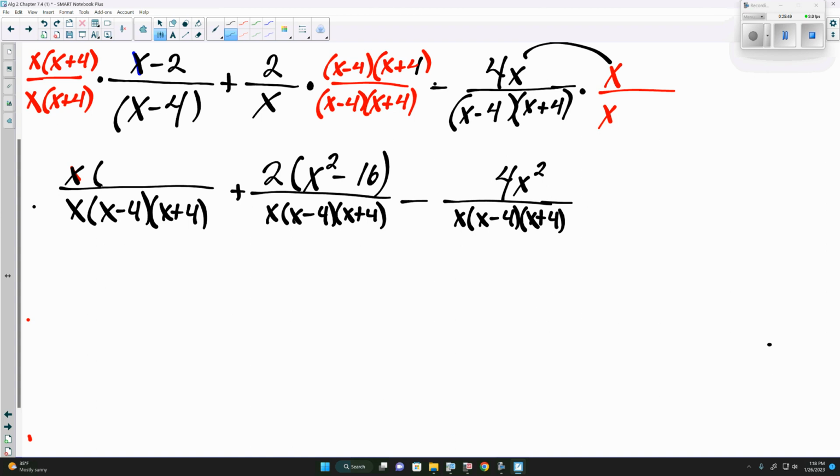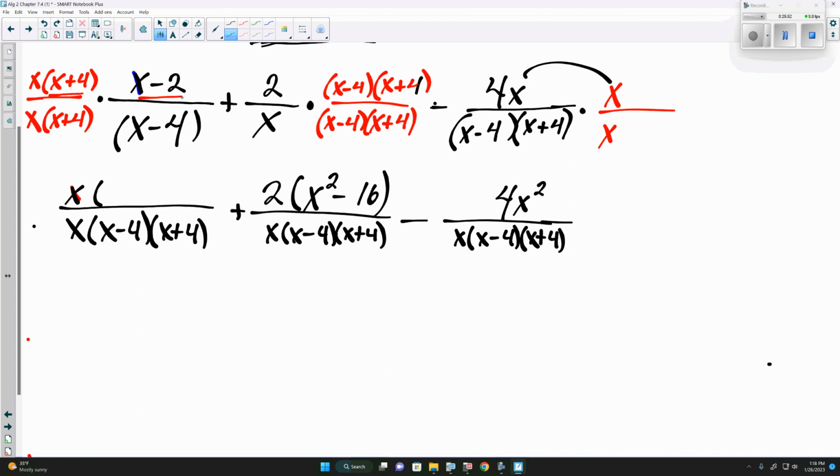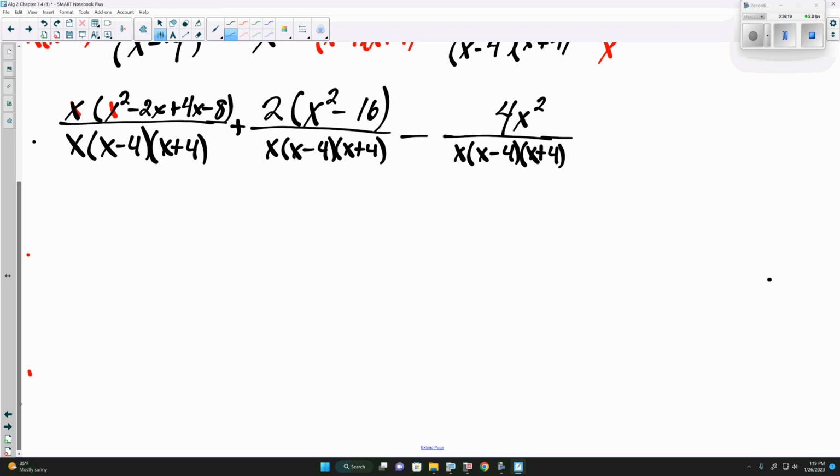Now the last one, last numerator, x. We're going to have to multiply x plus 4 by x minus 2. We didn't have it above, so we're going to have to multiply this here. Well, x times x is x squared. x times negative 2 is negative 2x. 4 times x is going to be plus 4x. And lastly, 4 times negative 2 is negative 8. Questions on this so far?